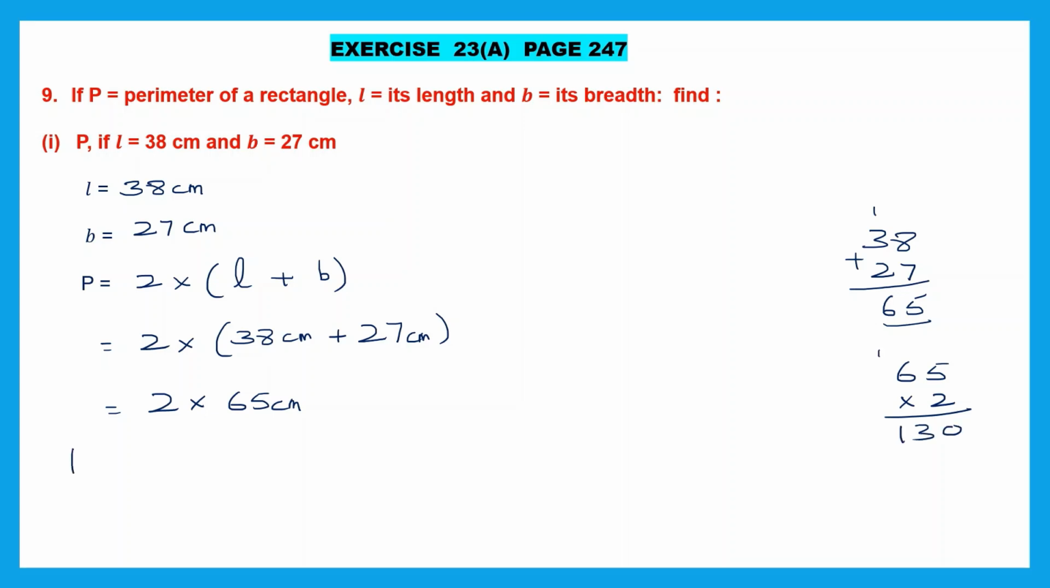So here we found perimeter is equal to 130 centimeters. So this is our answer. Perimeter equals 130 centimeters.